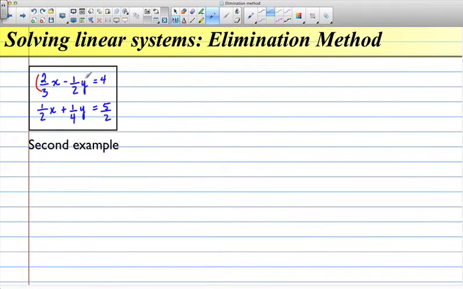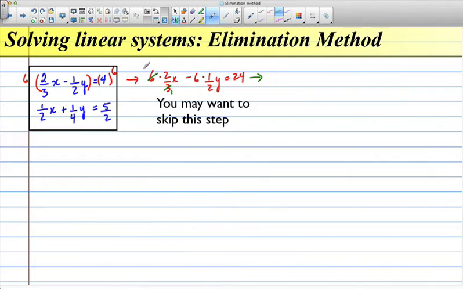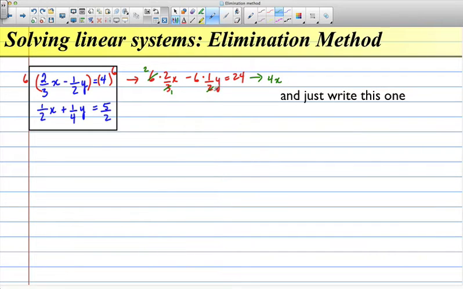First step, clear the fractions. We're left with 6 times 2/3 x minus 6 times 1/2 y is equal to 24. And that becomes 3 goes into 3 once, 3 goes into 6 twice. We're left with 2 times 2x, which is 4x. And the second one, 2 goes into 2 once, 2 goes into 6, 3. We're left with minus 3y is equal to 24. We'll multiply both sides by 4.